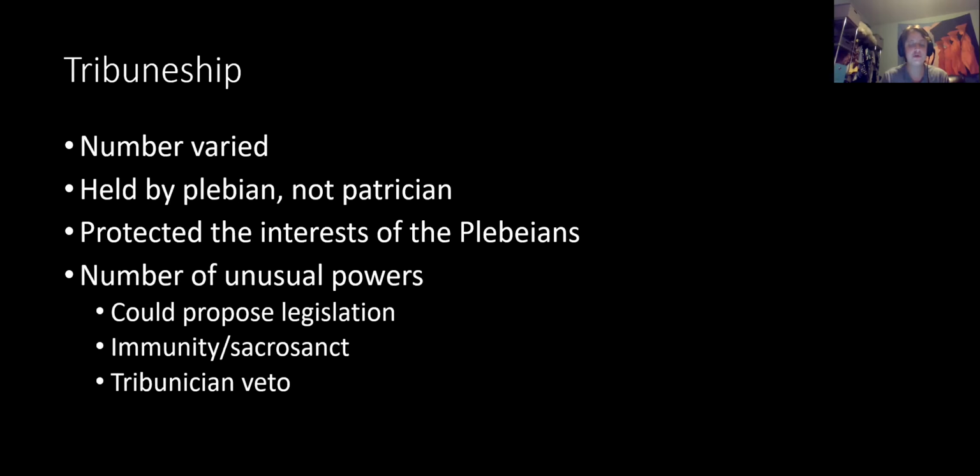They also held a special tribunician veto. They could declare laws invalid, revoke the actions of other magistracies, and overturn legal decisions, all in the name of making things more equitable for the plebs.